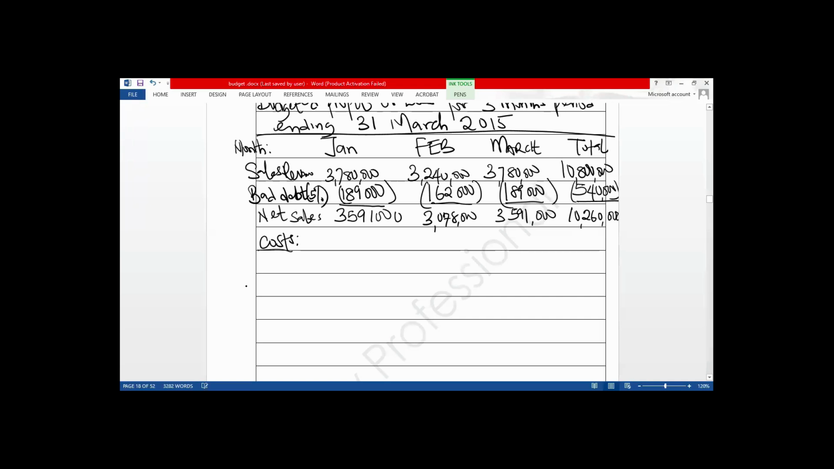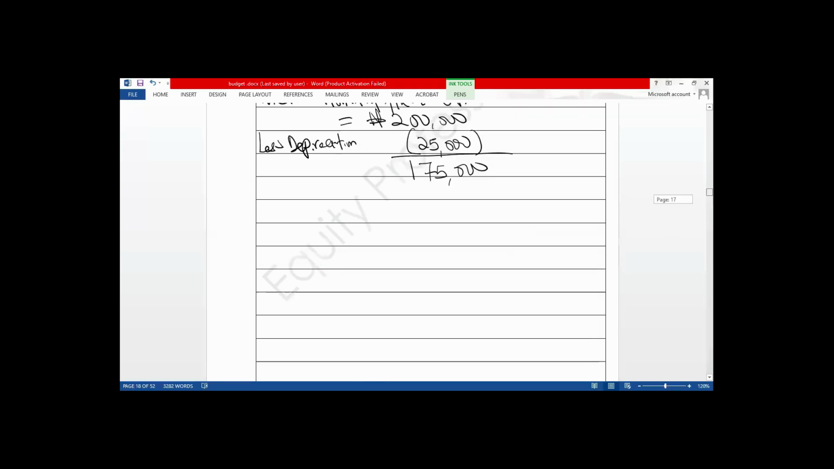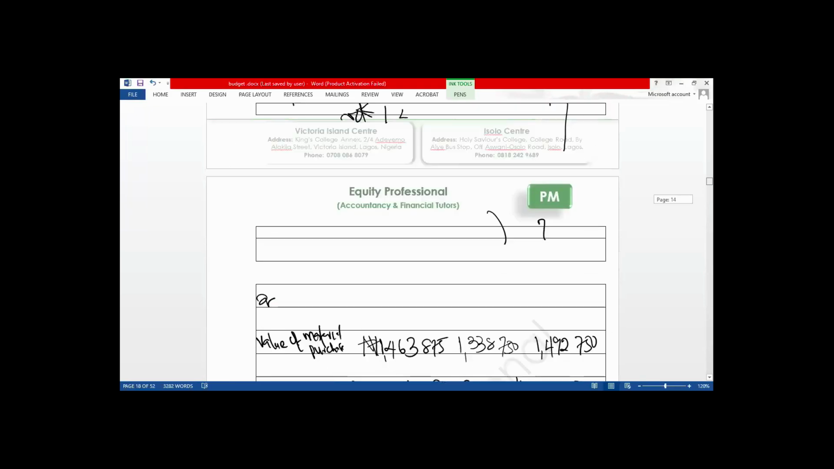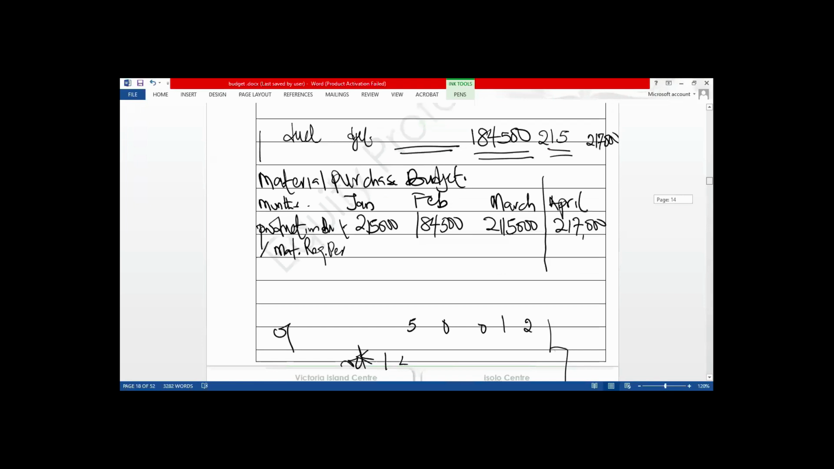Now there's a difference between material purchase and material use. Here I'm going to take the material used cost. Go to your material purchase budget. That is option 2. Yeah, look at this.